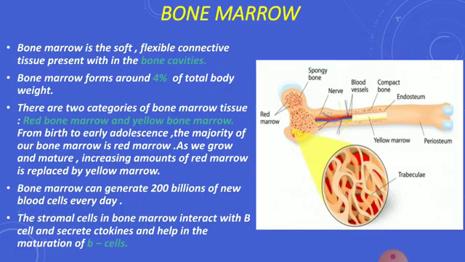And the next primary lymphoid organ is bone marrow. Bone marrow is a soft, flexible connective tissue present within the bone cavity. There are two categories of bone marrow tissue, red bone marrow and yellow bone marrow. Bone marrow is present in some of our bones such as our hip and thick bones. It contains stem cells, and stem cells develop into different types of blood cells. Bone marrow can generate 200 billion new blood cells every day.